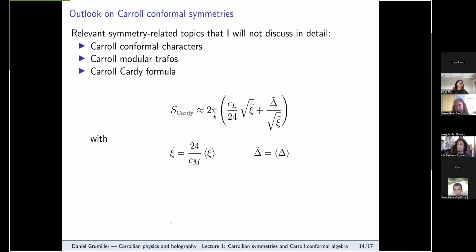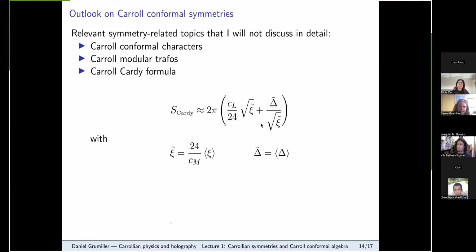And the result is a term that is similar to the usual Cardy formula, 2 pi square root of cl over 24 psi tilde. So this is like a Carroll version of the Cardy formula. But then you have a second term that is not familiar from the standard Cardy formula, and that's given by 2 pi delta tilde over square root of psi tilde.